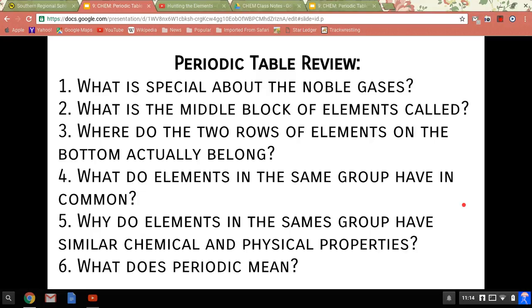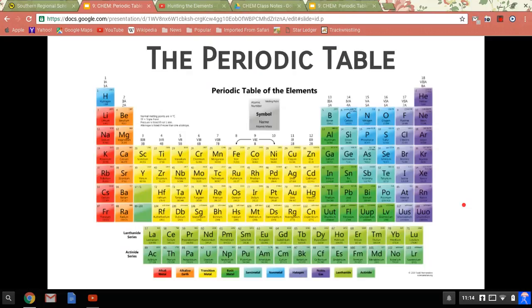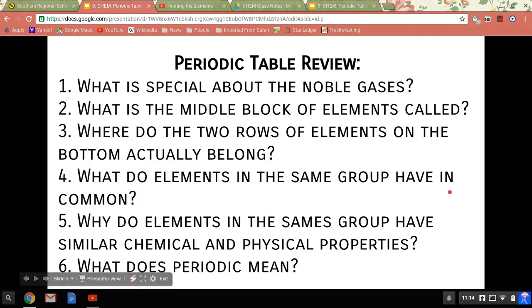And then last one, what does periodic mean? Periodic means happening at regular intervals. So the periodic table gets its name because these patterns and trends of physical and chemical properties happen periodically, so trending as we go period by period down the periodic table. So we're going to get a closer look at a few periodic trends today, and make sure you're following along with your note sheet as well.